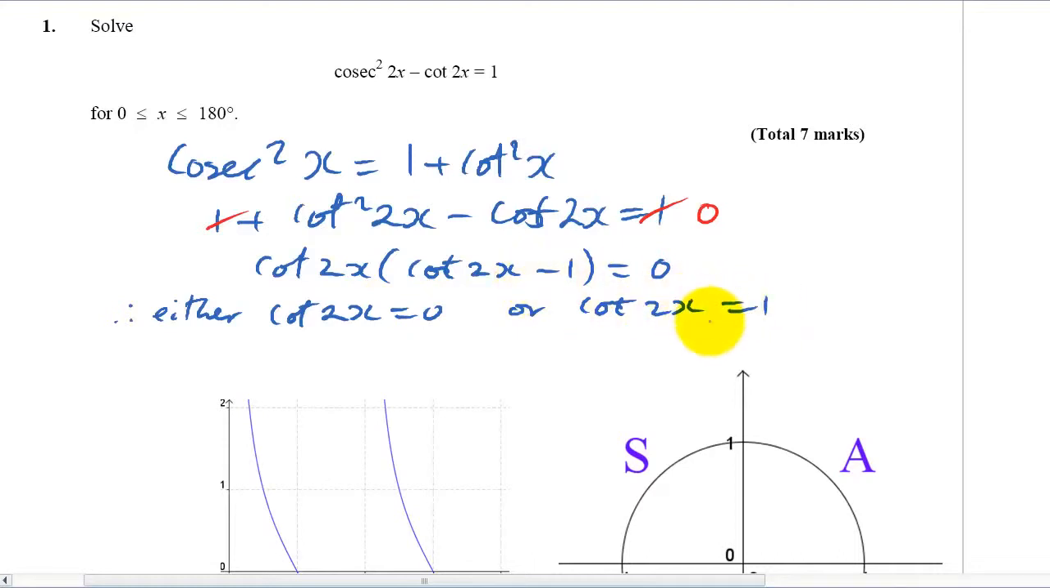Now, what most people do here is they realize that cot 2x is just 1 over tan 2x. Now, if you do 1 over 0, you get an undefined thing, and that causes a lot of problems here. Let's leave that for one side at the moment, and look at what happens when we turn cot 2x into tan 2x, and we still get equals 1. When tan 2x equals 1, you should know that 2x equals 45 degrees. We're working between 0 and 180.